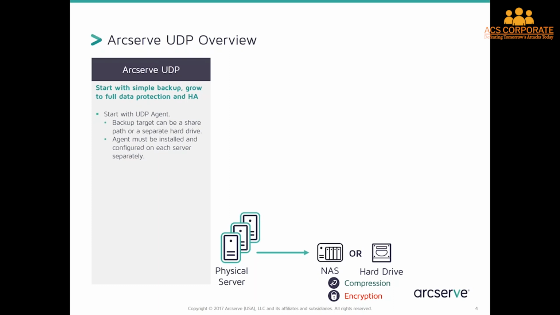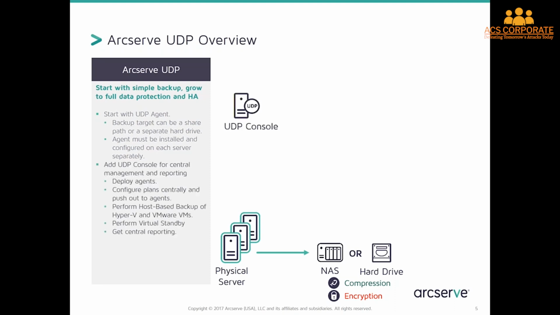Now, if we start having more than half a dozen servers, doing this manually can become time-consuming and a bit cumbersome. So what we can do is add a UDP console. The UDP console gives us central management and reporting. It lets us create plans in one location and have those plans pushed out to the agents on the machines that we're managing. If we add additional servers, we can also push the agent out to these servers through the console, again, making it easier for us to look after a site that has more servers.